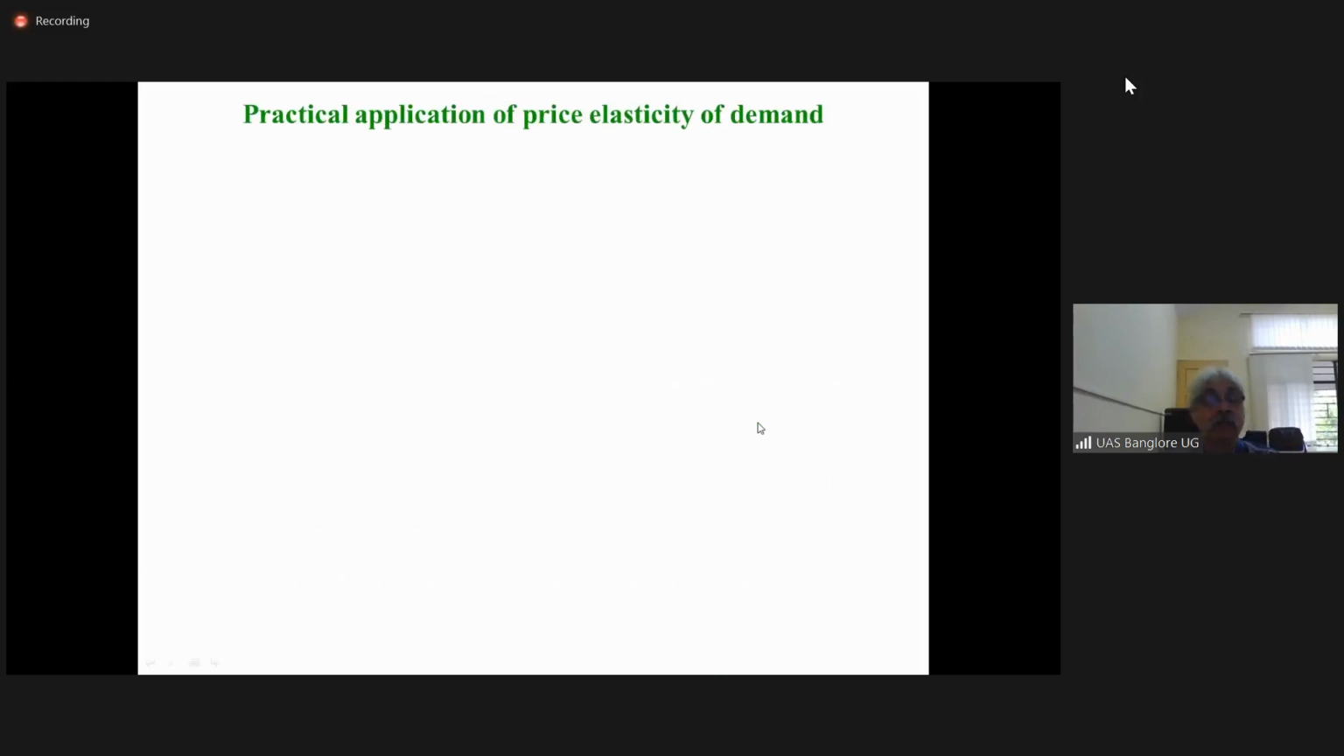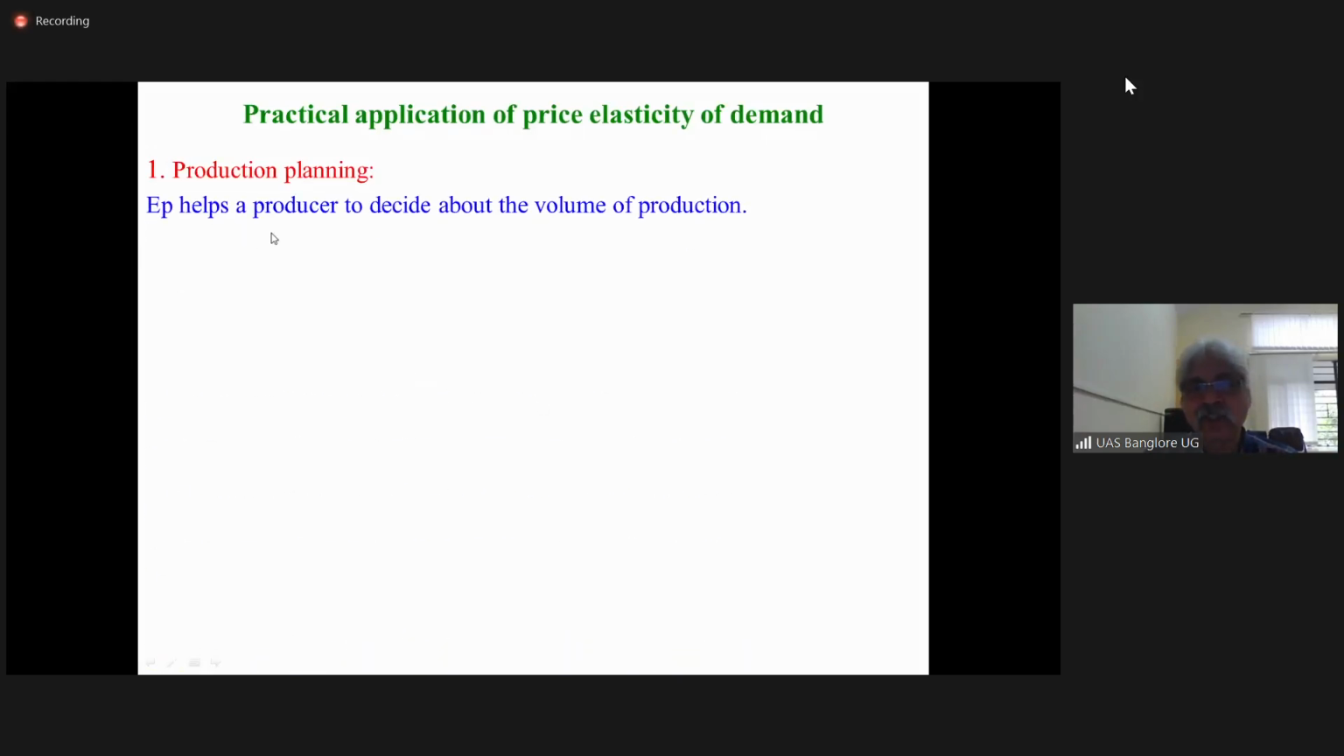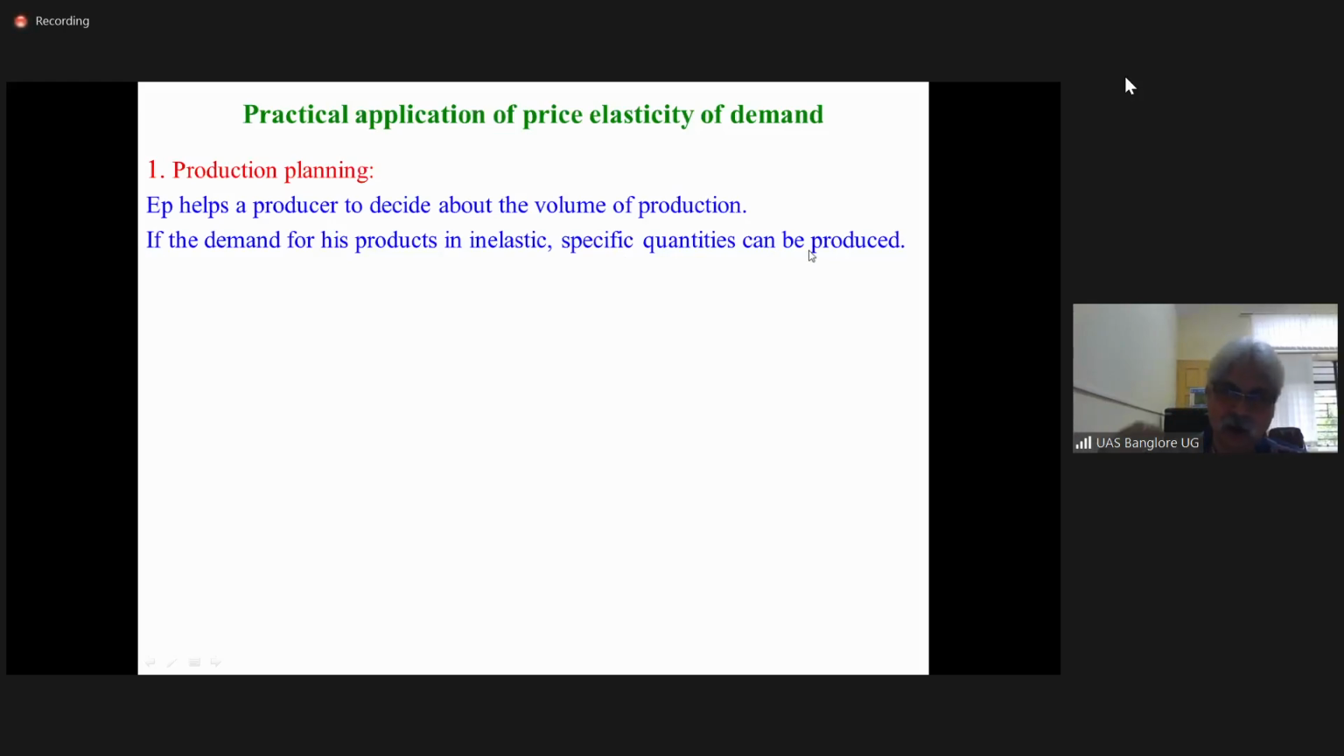Now, practical application of price elasticity of demand, where it is useful. One, in production planning, this elasticity concept helps a producer decide about the volume of production. If the demand for his products is inelastic, specific quantities can be produced. Whether price increases or decreases, the consumers are going to purchase because it is inelastic in demand. Then you can produce whatever you are producing always.